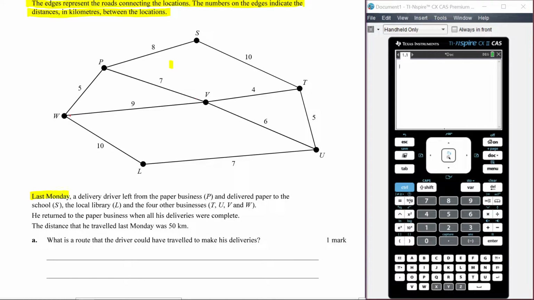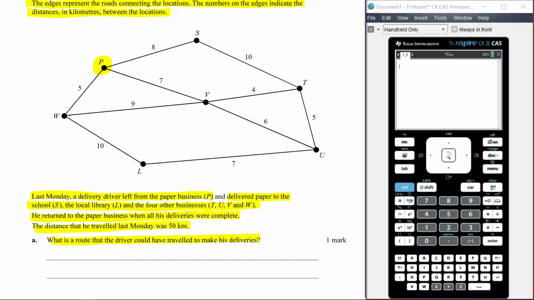It says last Monday, a delivery driver left from the business P, so he left from business P here, and delivered paper to the school, the library, and the 4 other businesses, T, U, V, W. He returned to the paper business when all the deliveries were complete. The distance he traveled last Monday was 50 kilometers. What is the route that the driver could have traveled to make his deliveries?